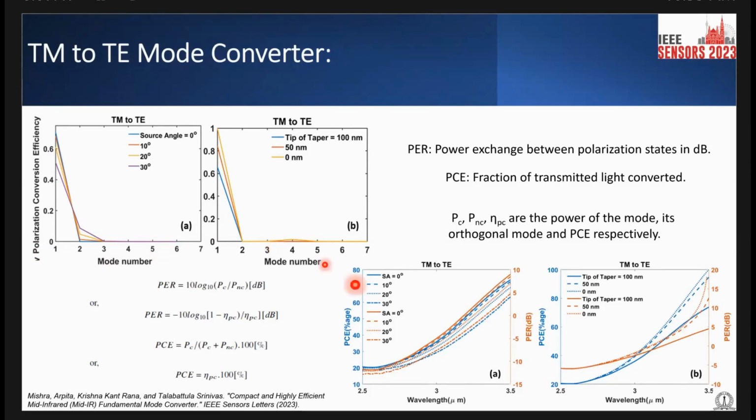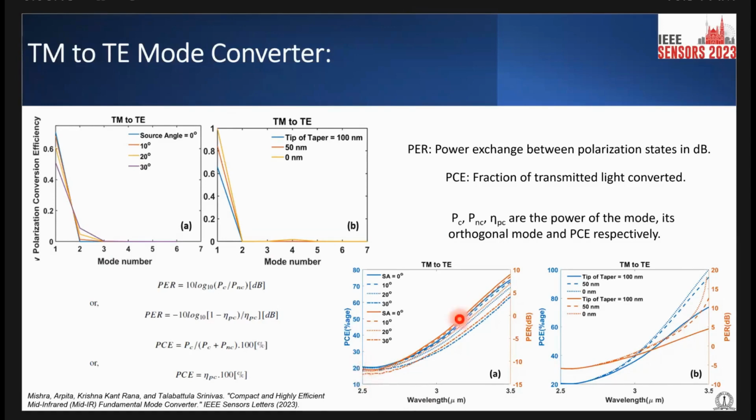And this is the PCE and PER, that is polarization conversion efficiency and polarization extinction ratio, plotted with respect to wavelength. We have done the simulation from 2.5 to 3.5 microns, as this is our wavelength of interest. As we can see, it's a broadband converter, but the conversion efficiency is not good at the start, around 20%.